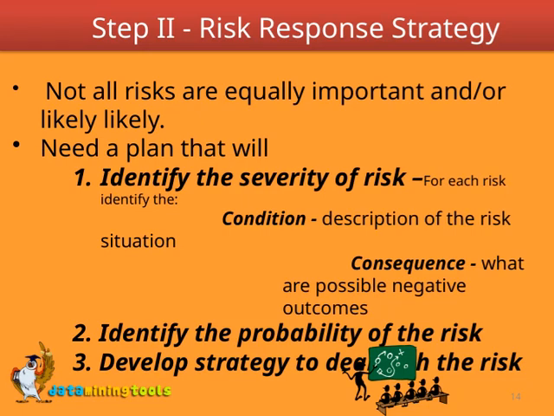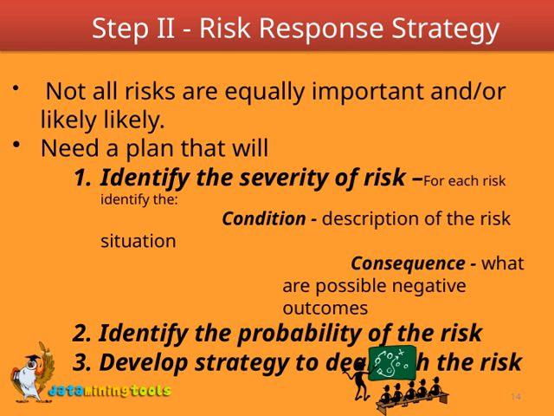When it comes to risks, not all of them are created equal. Some are more important or more likely to happen than others. That's why it's essential to have a plan in place that helps us prioritize and manage these risks effectively. First, we need to identify the severity of each risk. This means understanding the situation or condition that could lead to a risk, and then considering what the possible negative outcomes might be. By doing this, we get a clearer picture of how serious a particular risk is. Next, it's crucial to assess the probability of each risk occurring. Knowing how likely a risk is to happen helps us decide where to focus our attention and resources.